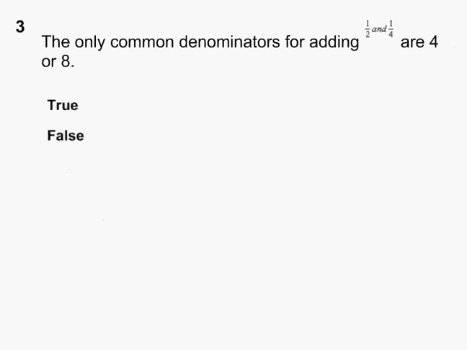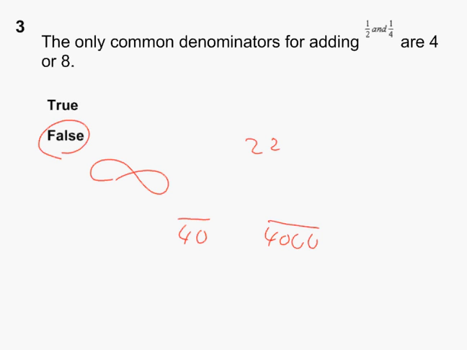The only common denominators for adding a half and a quarter are 4 and 8. The answer is false. There are infinite common denominators you could use. You could have used 40. You could have used 4,000. You could have used 2,228. That would have been one. There are infinite common denominators you can have. The lowest common denominator they share is 4, but any common denominator that's a multiple of 2 and 4 could be used.